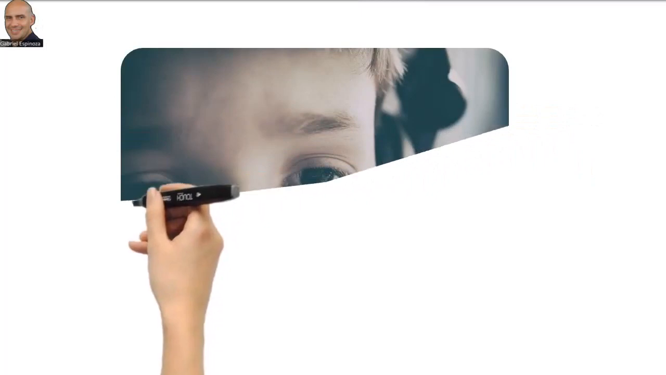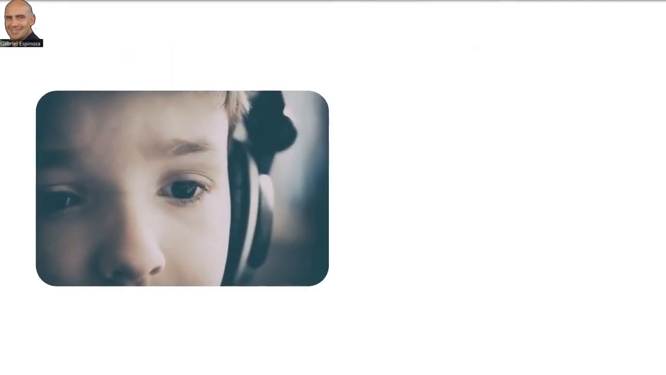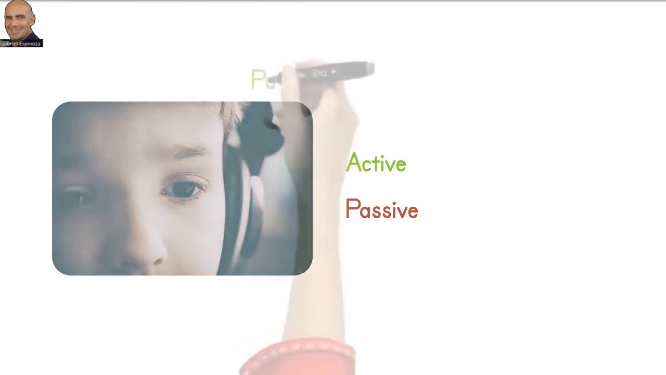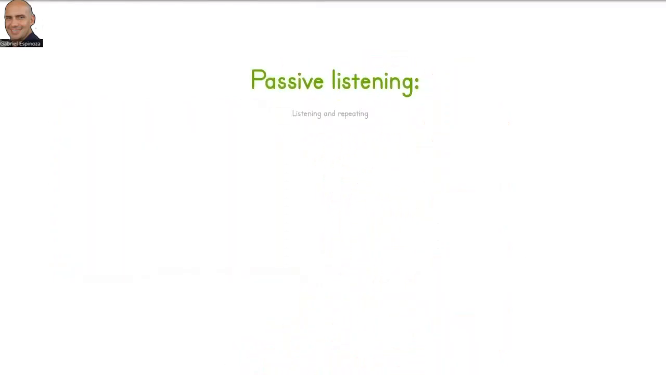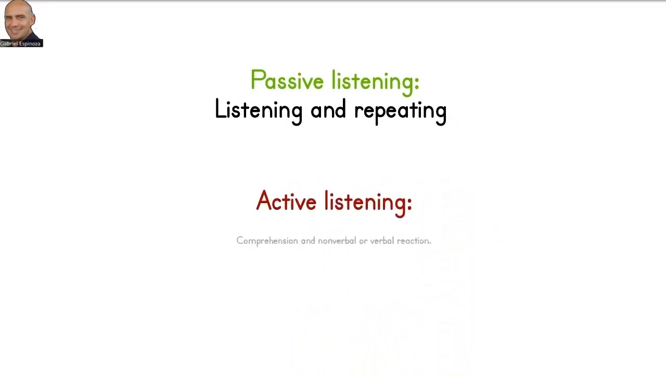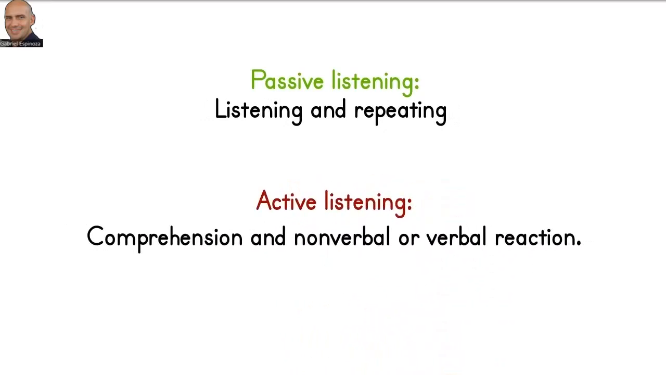Preschool. Listening is the first skill developed in the process of language acquisition. Listeners play two roles, active and passive, or a combination of both. Passive listening is basically listening and repeating, and active listening involves comprehension and non-verbal or verbal reaction to the message heard.